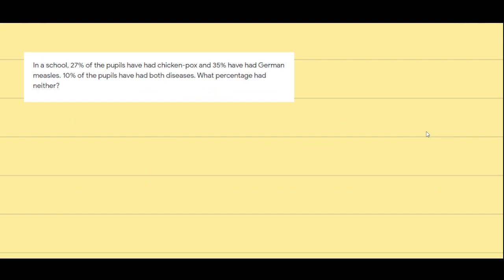So in this problem here, we are told that in a school, 27% of the pupils have had chicken pox. Just like I said in the previous lesson, if you replace chicken pox with mango, it will not change the problem. These numbers are what is vital to solving the problem. And 35% had German measles. Now 10% have had both diseases. Then we are asked what percentage had neither.